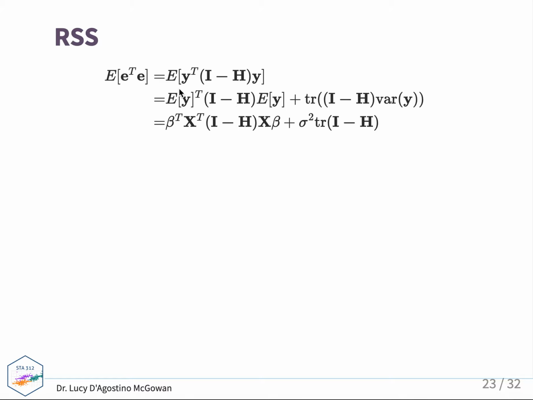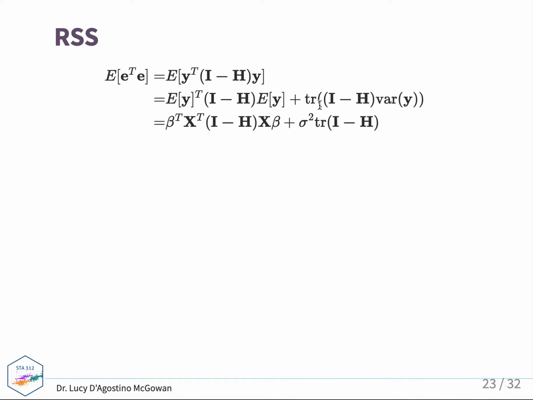Okay, so now we know that the expectation of Y is X beta. And so if we take the transpose of that, we end up with beta transpose X transpose, because when we take the transpose of something, it flips the order. And then we still have the I minus H here. And then we plug in for the expectation of Y, X beta. So this part should be pretty straightforward.